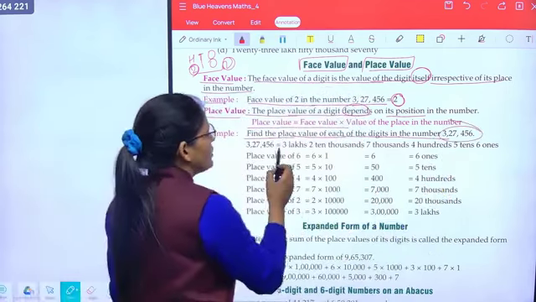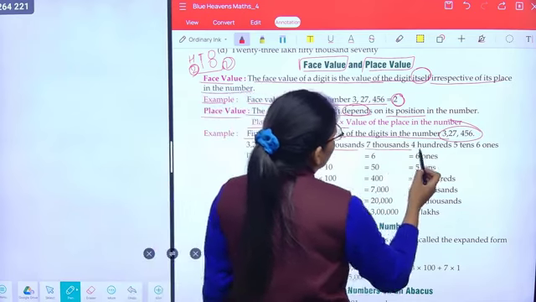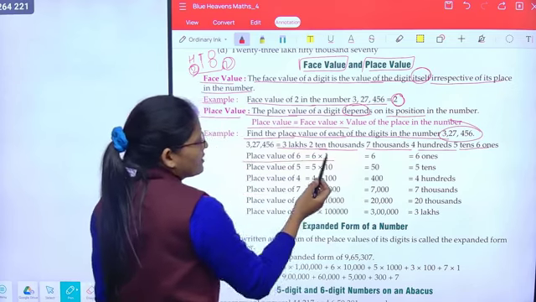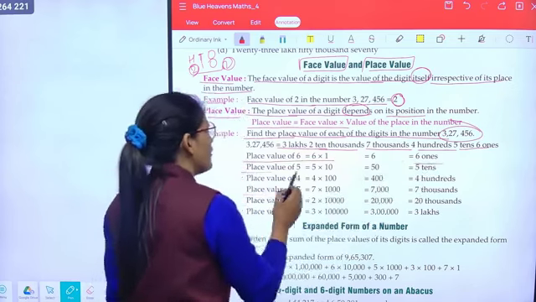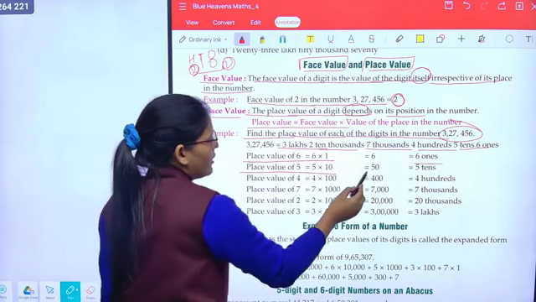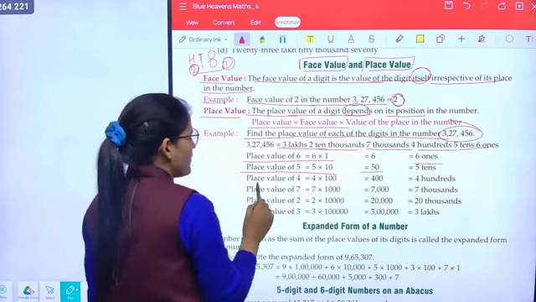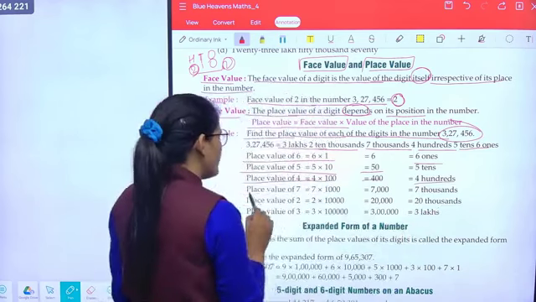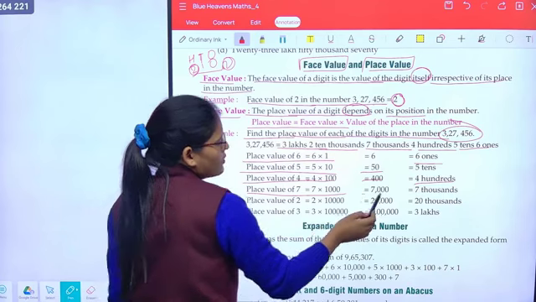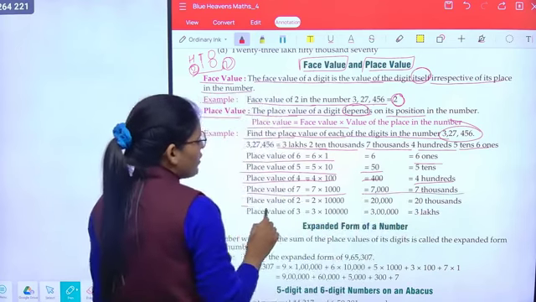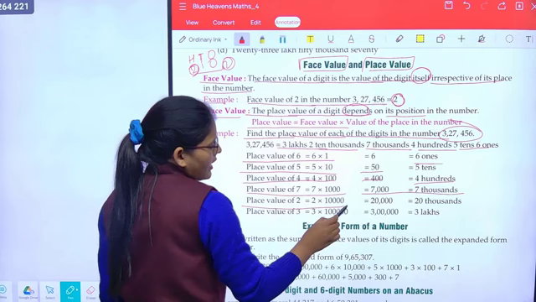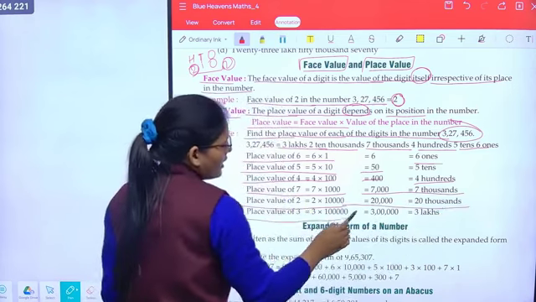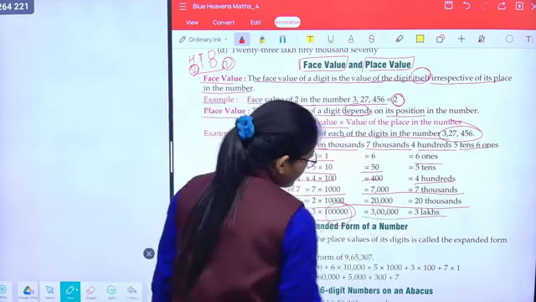3,27,456. Now 3 lakhs, 2 ten-thousands, 7 thousands, 4 hundreds, 5 tens, 6 ones. Now place value of 6: 6 into 1, 6 ones. Place value of 5: 5 into 10, 50, 5 tens. Place value of 4: 4 into 100, 400, 400s. Place value of 7: 7 into 1,000, 7,000s. Place value of 2: 2 into 10,000, 20,000s. Place value of 3: 3 into 1 lakh, 3 lakhs.